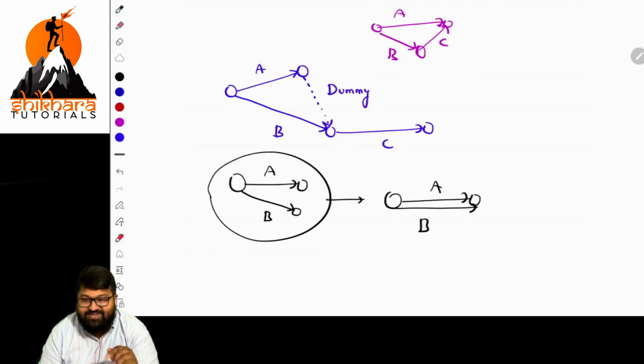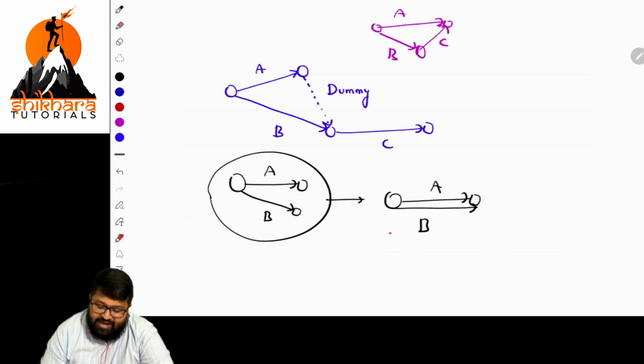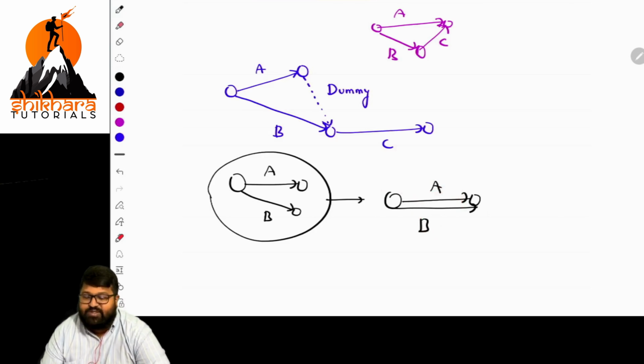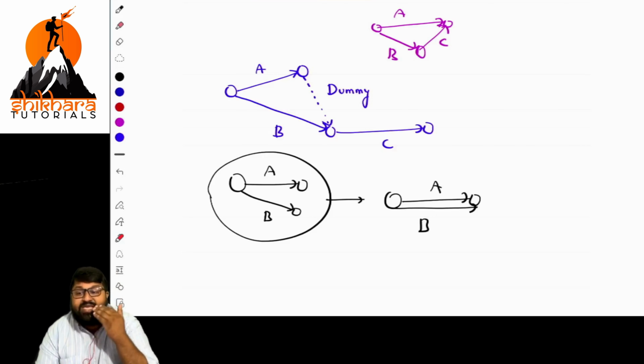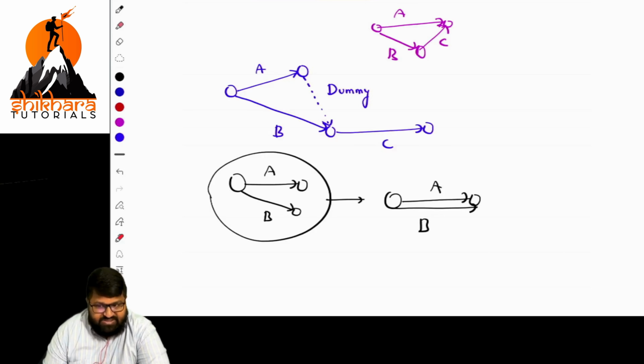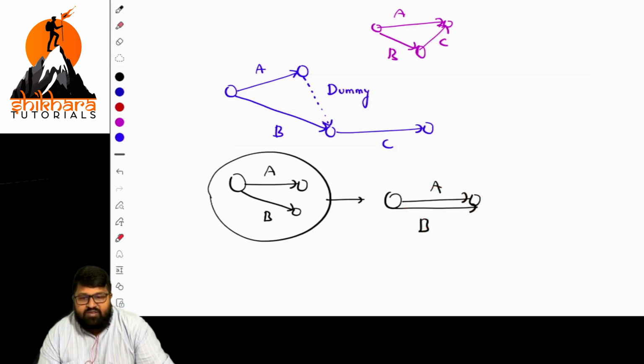Is it clear? A and B activities have the same starting event and the same ending event, so this won't be appropriate at all. Two activities cannot have the same starting event and the same ending event. So to maintain the logical flow, what are we doing? We are using a dummy. This is the first case where we can use a dummy: if two activities have the same starting and the same ending event, then automatically we use a dummy. Is it clear?